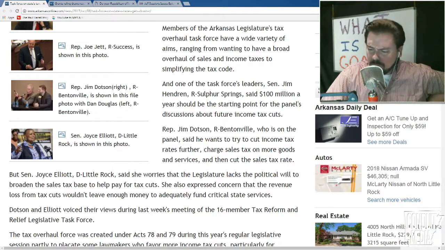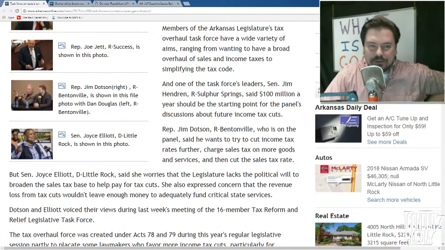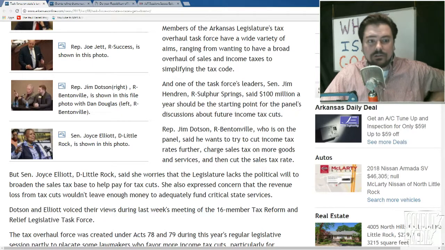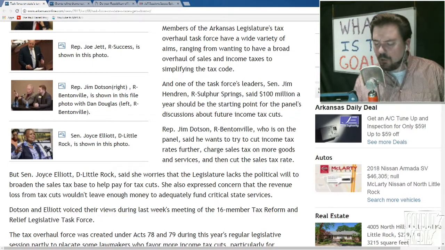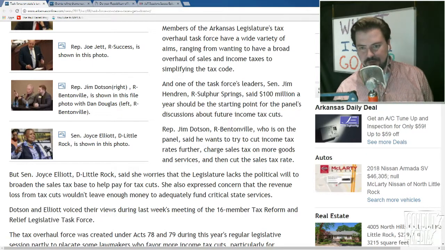All right, so are we just supposed to just take this? $100 million is now all of a sudden the starting point. Now, this is a shift, and I'm going to tell you why this is a shift, and Jim Hendren saying this. In order to do that, we have to take a little flashback. We have to go back to when Speaker of the House Jeremy Gillum convened the very first task force meeting. Joe, you have this audio pulled up. We played this for you last week. Take a listen.